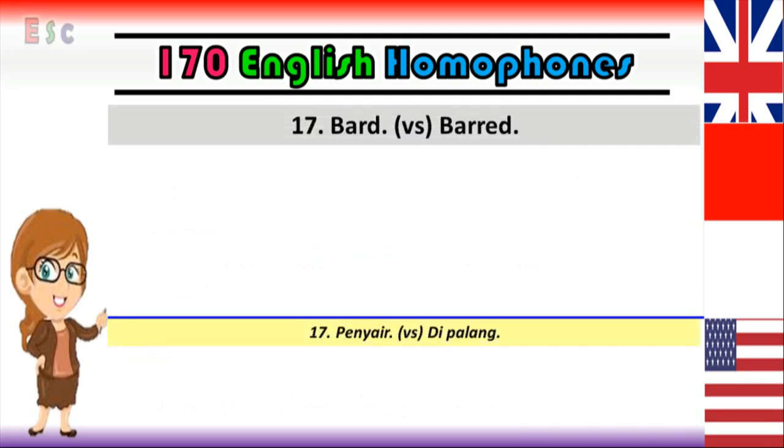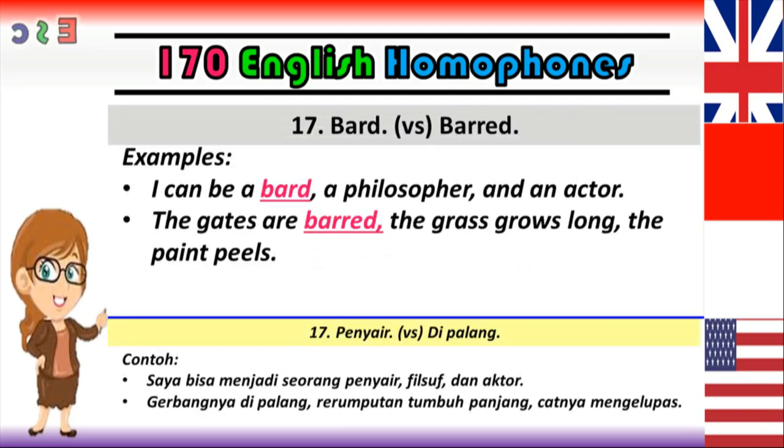17. Bard versus barred. Examples. I can be a bard, a philosopher, and an actor. The gates are barred, the grass grows long, the paint peels.